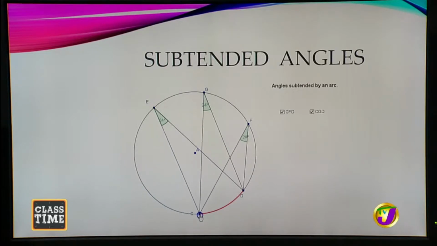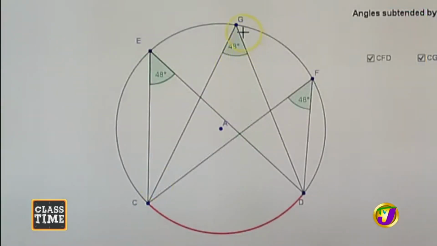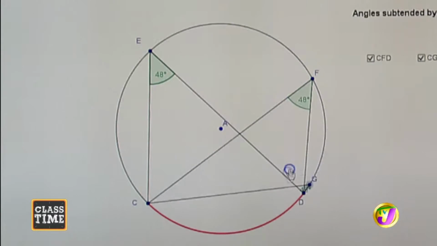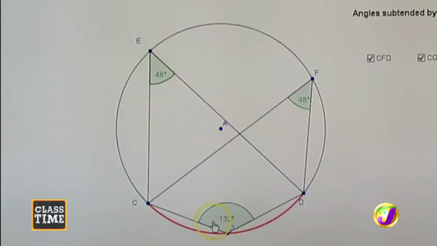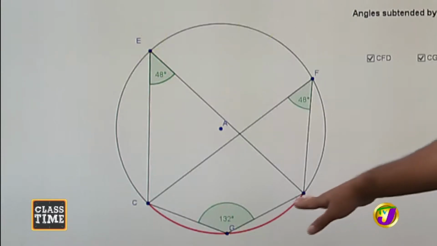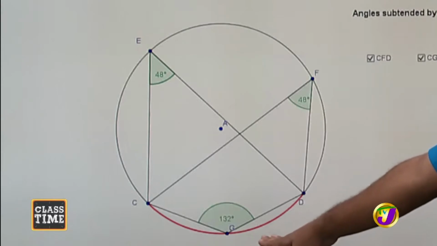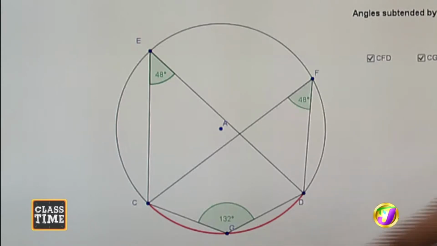I'm hoping you're seeing what I'm seeing. As I increase the arc length, all of them increase to be the same value, maintaining the same value. But if I change one from the major arc and put it on arc CD, it now changes. So you're seeing it is no longer 48 once the arc has changed.